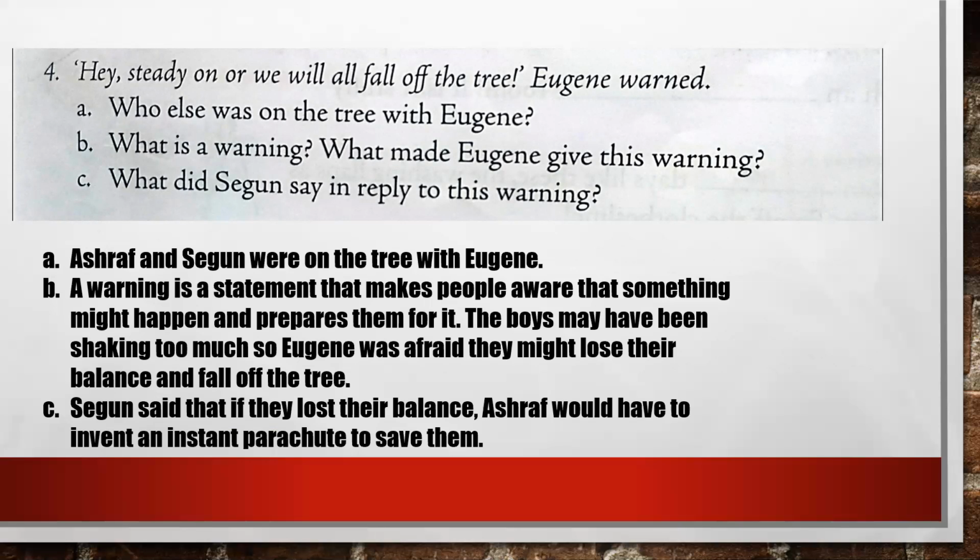Three musketeers, remember? The second question, what is a warning? A warning is a statement that makes people aware that something might happen and prepares them for it. The boys may have been shaking too much, so Eugene was afraid they might lose their balance and fall off the tree. What did Segun say in reply to this warning? Segun said that if they lost their balance, Ashraf would have to invent an instant parachute to save them.